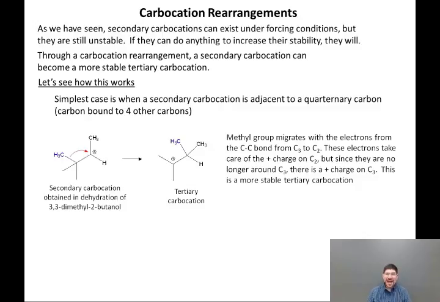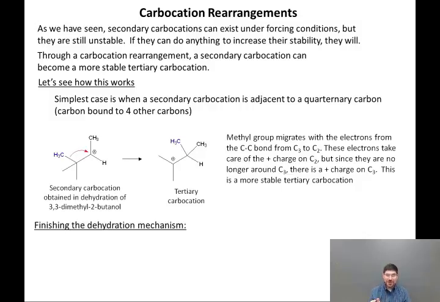But this is an advantageous situation for the ion because it was previously a secondary carbocation and now it is a more stable tertiary carbocation. So when you have this quaternary center, even if you move one methyl group with its electrons, you will still have a tertiary carbon to put the positive charge onto.